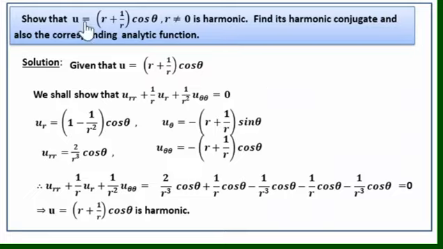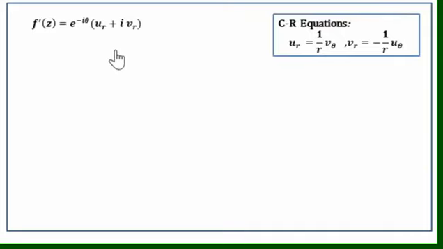We have u given in the polar form, so we apply the f dash of z formula in the polar form. In the polar form, the f dash of z formula is e power minus i theta into ur plus i vr. But in the given question we have ur and v theta only, we don't have vr, so we are going to use the Cauchy-Riemann equations here. We replace vr by minus 1 by r into u theta.